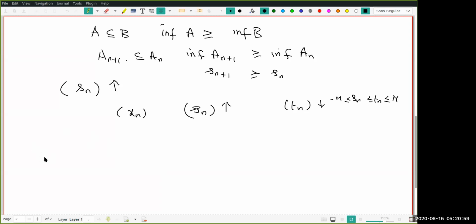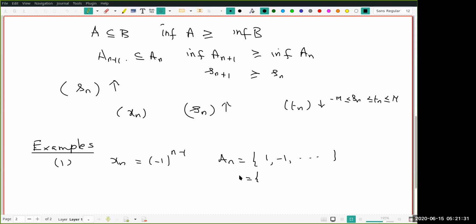Now let's look at some easy examples to try to understand the concepts. The first sequence is the easiest one. It's always good to start with the alternating sequence X_n. Now what is A_n? Depending upon the parity, it will either start with 1, minus 1, and so on repeated, or it may start with minus 1, 1. If n is odd, it will start with 1. If n is even, it will start with minus 1.